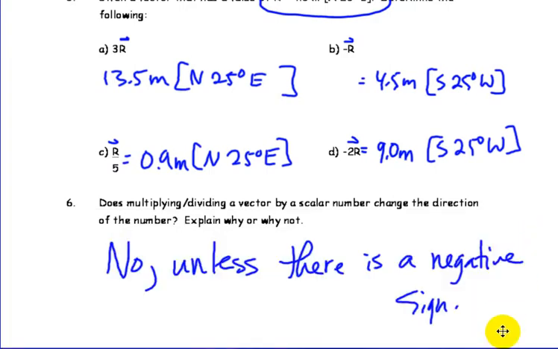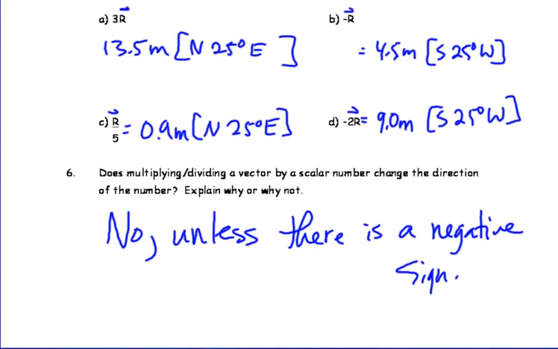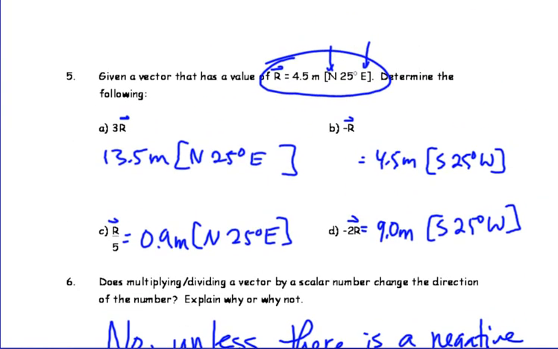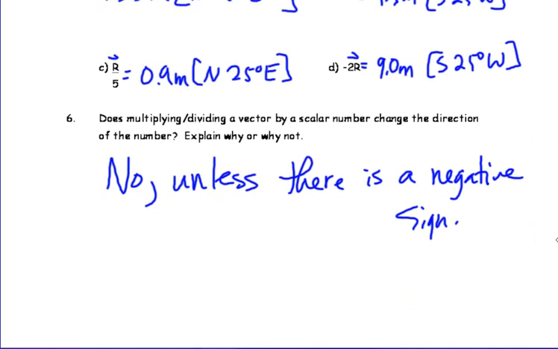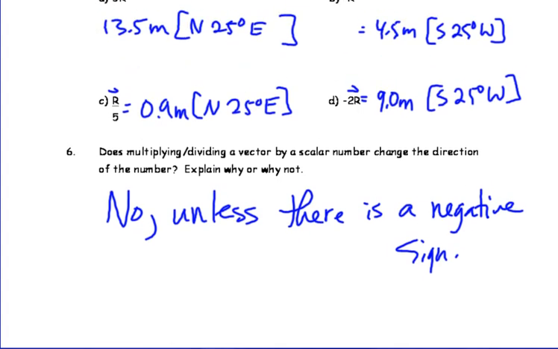And then does multiplying or dividing a vector by a scalar change the direction? No, unless you have that negative sign in front. Okay, so that's it. So vector addition, subtraction, multiplying and dividing. So you're ready to do the quiz for this now, and we'll see you next time.